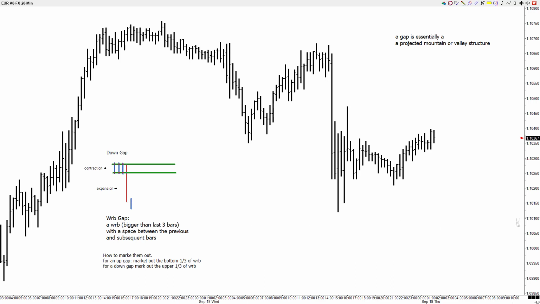Now in essence what this thing is doing, it's projecting, right? It's projecting a possible mountain or valley. So a valley structure will look something like this. It looks like a valley. A mountain structure will look something like this. It looks like a mountain. So after price gaps, it is projecting a possible mountain or valley. Doesn't mean it has to happen. And again, I'm not doing a setup here. First, we learn how to view our markets.